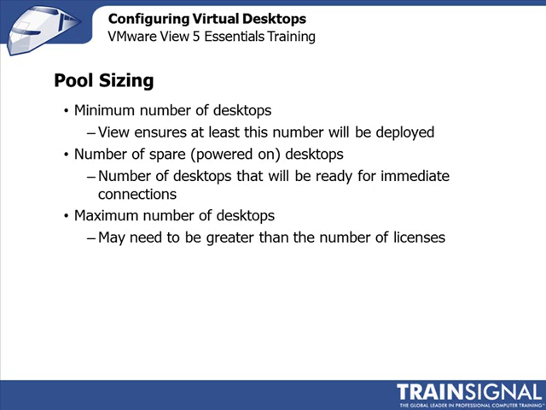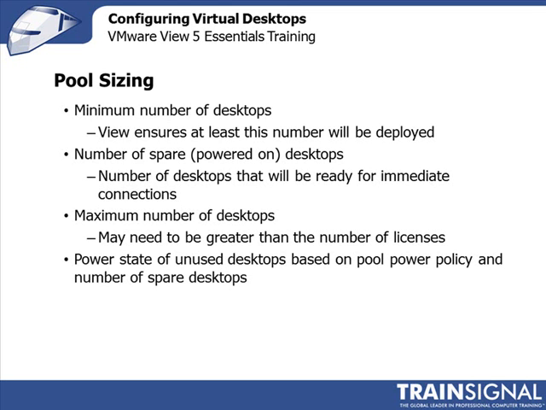So the reason for this is operationally, if I'm doing any type of migrations or as I'm bringing on users, I may need to have enough desktops that are pre-provisioned and ready to go, greater than the number of licenses that I have, so that those desktops will be available and ready to go. Now, the power state of unused desktops is based on the pool power policy and the number of spare desktops. So both of these factors are taken into account.